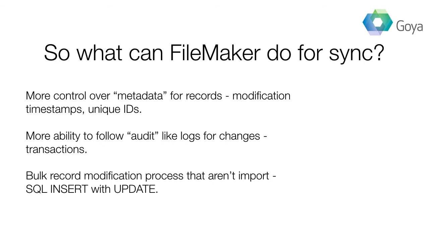And then on top of that, we need ways to do bulk record modification. So an SQL insert with update. There are ways in SQL to do things that say, update this record, and if it doesn't exist, create it as a new record. Those things don't exist in the current FileMaker Execute SQL function. So those little things I think would make all sync frameworks better and make it easier to build sync into solutions and do sync in ways that really work.